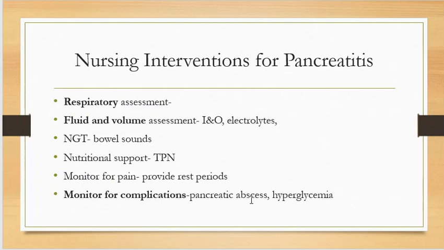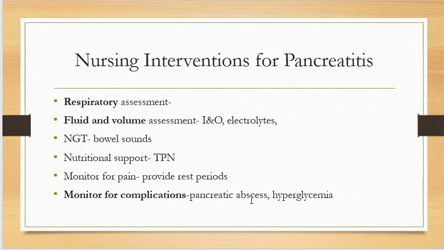So what are our nursing interventions? So we went over the signs and symptoms. So of course, a good assessment. We want to do a respiratory assessment, because remember, they can get pleural effusions, they can get pneumonia with pancreatitis, because of the fluid shifts. Strict I&Os, right? We want to know what comes in and what's coming out. It's very important to prevent hypovolemia.